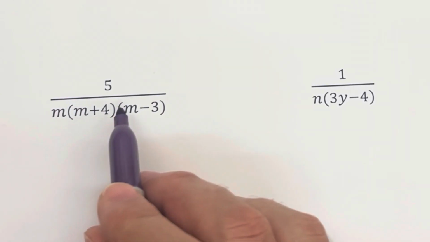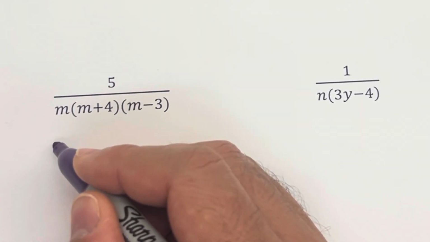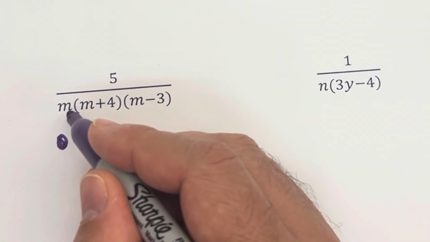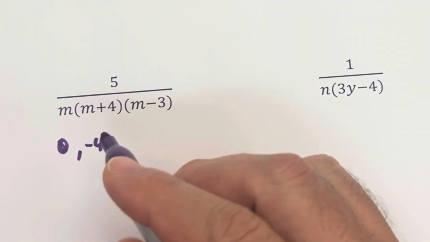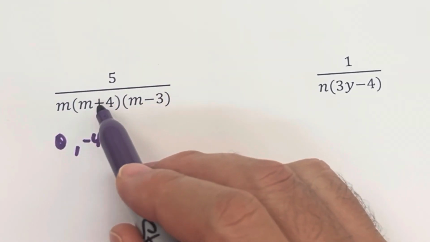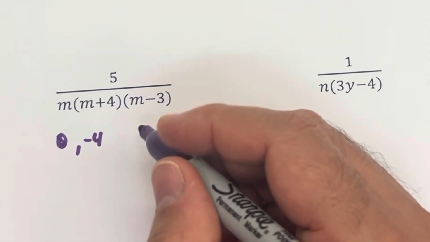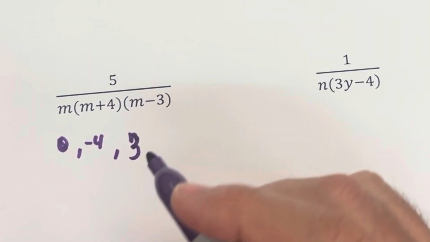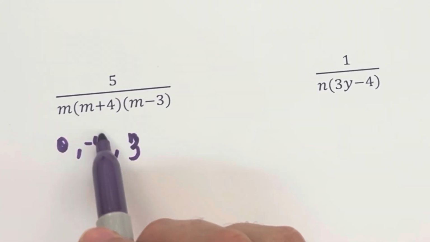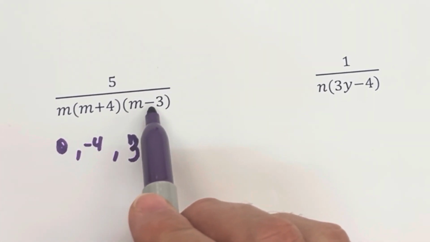So here's 3 values. So we have 0, because if m equals 0, that makes it undefined. We have minus 4, because minus 4 plus 4 is 0. 0 times all this is 0. And also we have 3 positive. So we have 0, minus 4, and 3, because 3 minus 3 is 0.